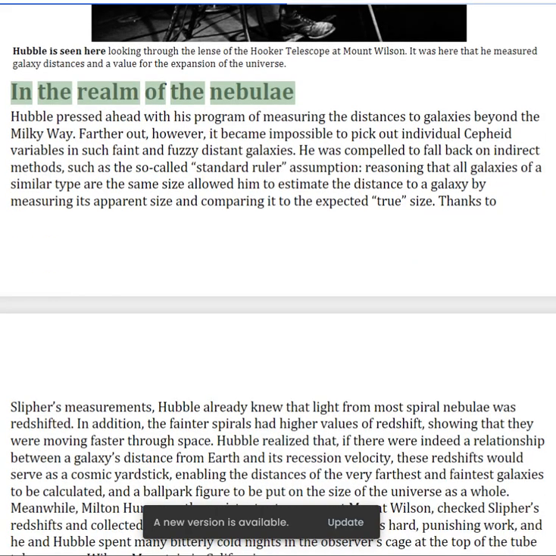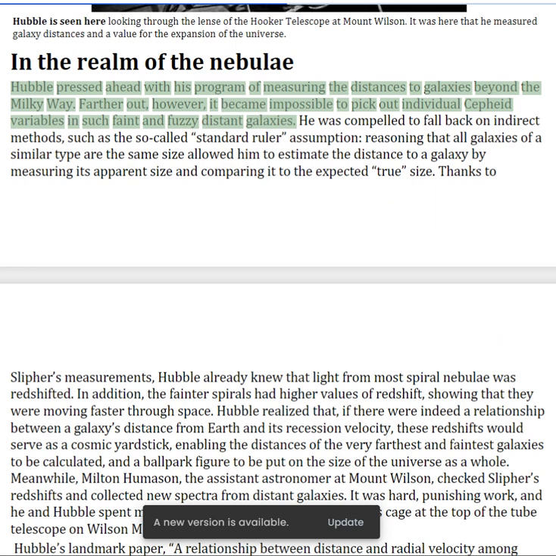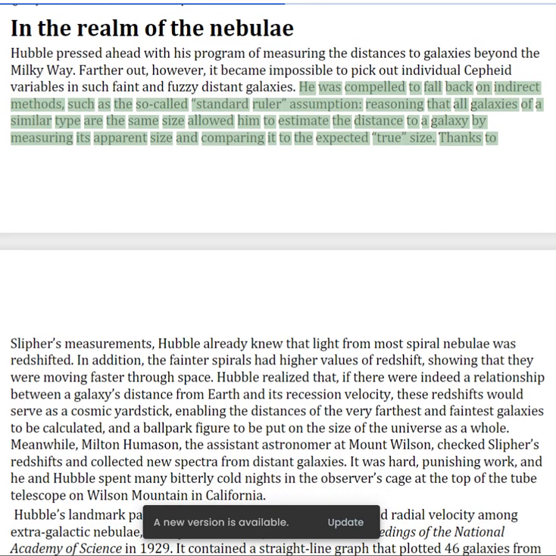In the realm of the nebulae, Hubble pressed ahead with his program of measuring the distances to galaxies beyond the Milky Way. Farther out, however, it became impossible to pick out individual Cepheid variables in such faint and fuzzy distant galaxies. He was compelled to fall back on indirect methods, such as the so-called standard ruler assumption. Reasoning that all galaxies of a similar type are the same size allowed him to estimate the distance to a galaxy by measuring its apparent size and comparing it to the expected true size.